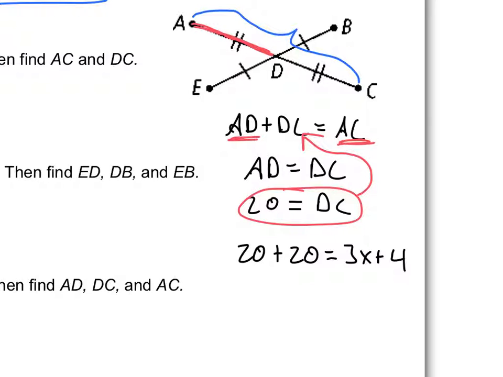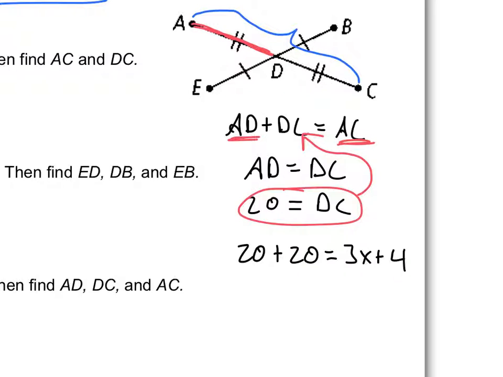But again, I never would have gotten there had I not looked at my definition for midpoint, noticing that D is a midpoint, or using my segment addition postulate. Why would I use that? Because they gave me information about the whole line segment, A to C. Okay?